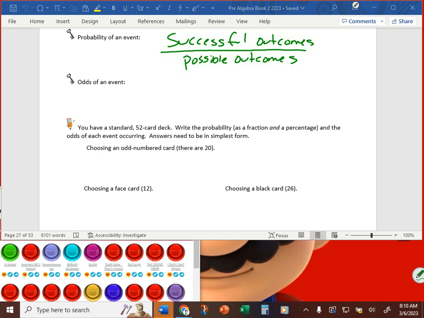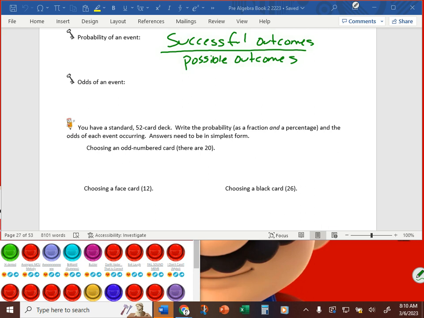Right? We used that in CO40, I think it was. Okay? We figure out how many outcomes we want to happen, divide that by what could happen, and that gives us, as a percentage, the probability of the event occurring. Okay? Odds do something a little bit different.